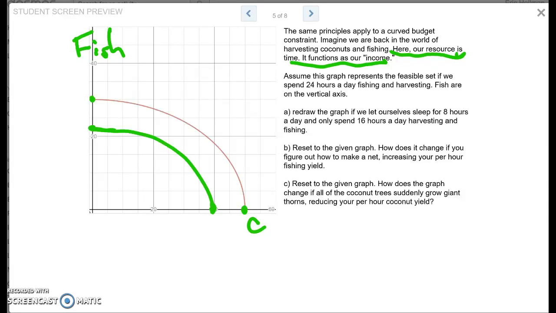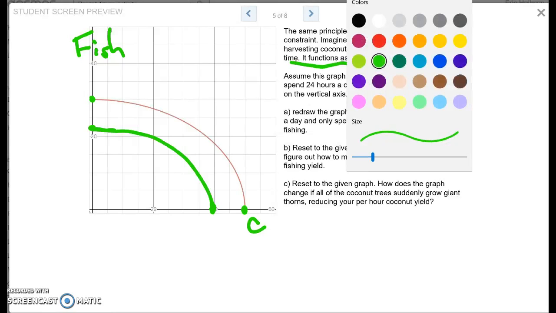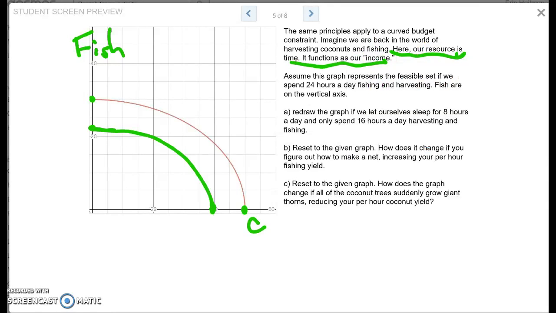Okay. Part B, reset the graph. How does it change if you figure out how to make a net, increasing your per hour fishing yield? So this is analogous to the price of fish going down. If you think about the hour you spend fishing as the price you're paying, what's happening is that for each hour, you're going to catch more fish.